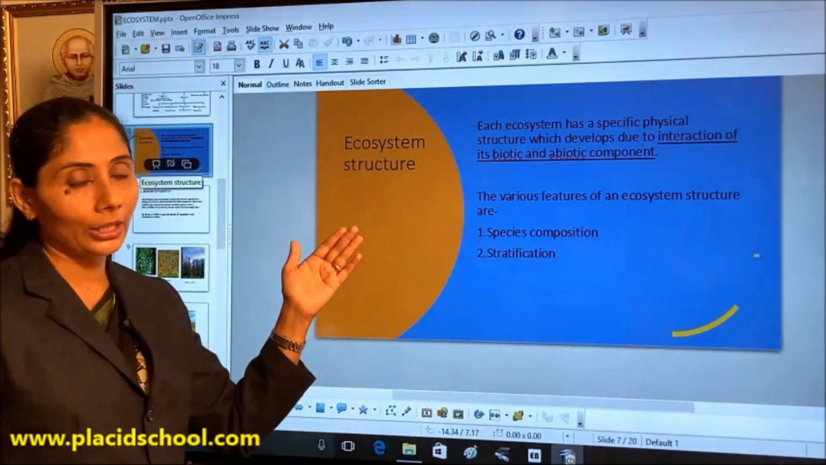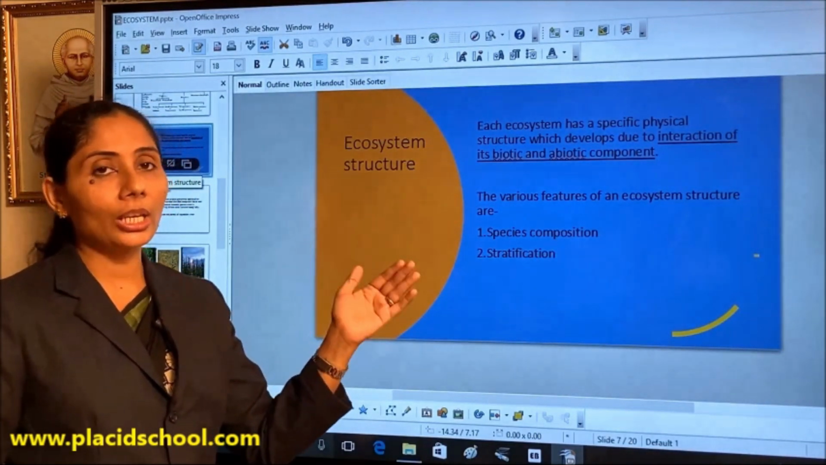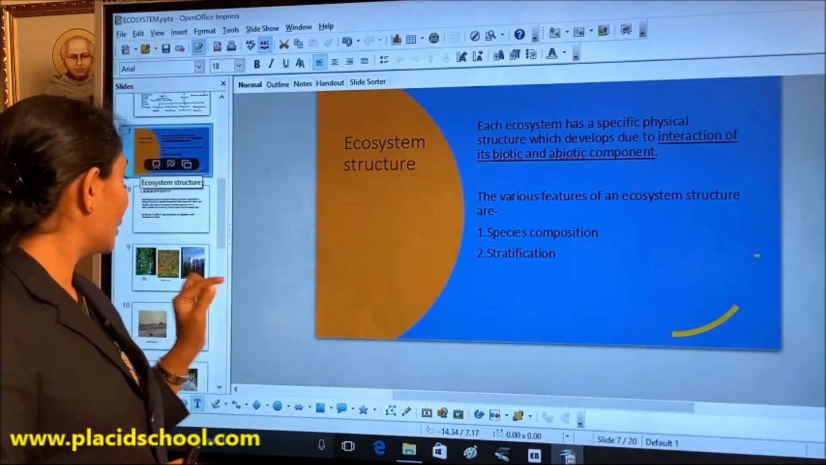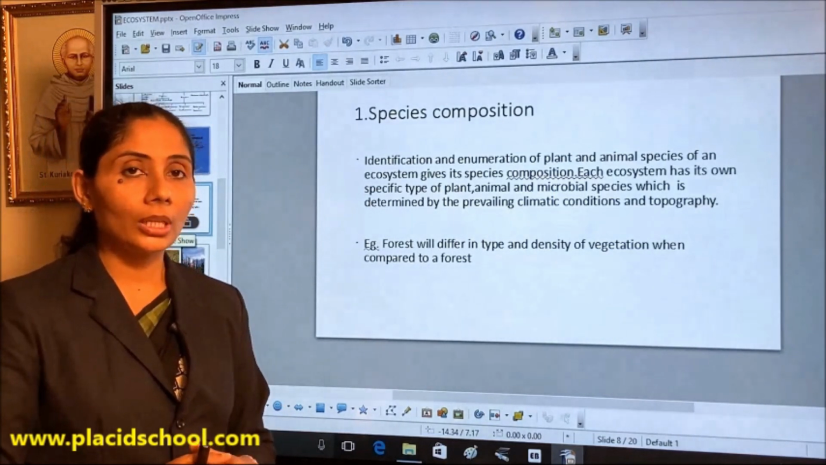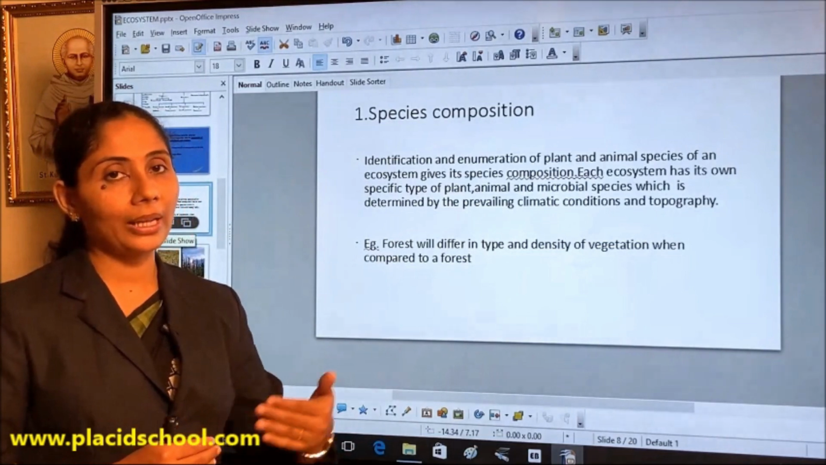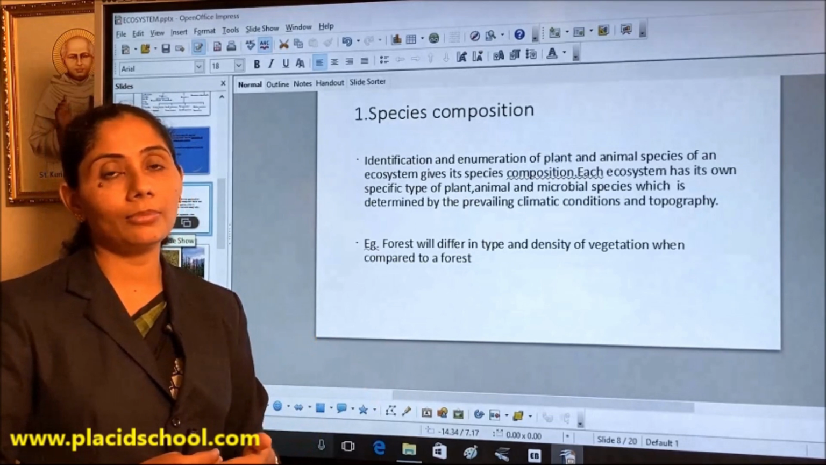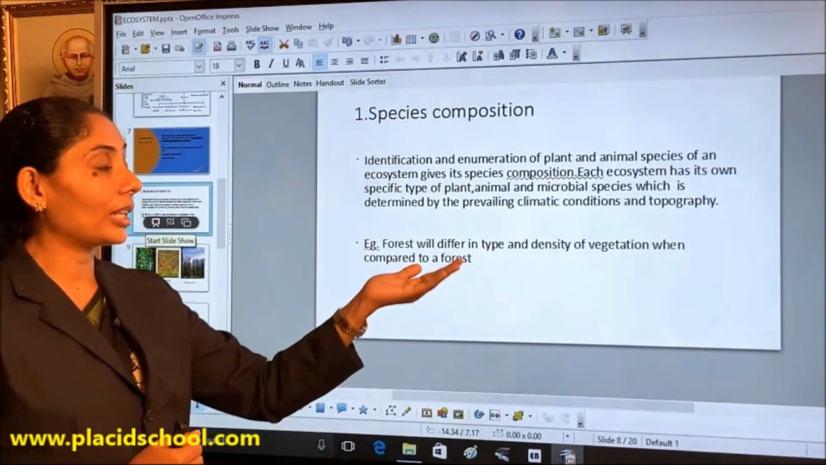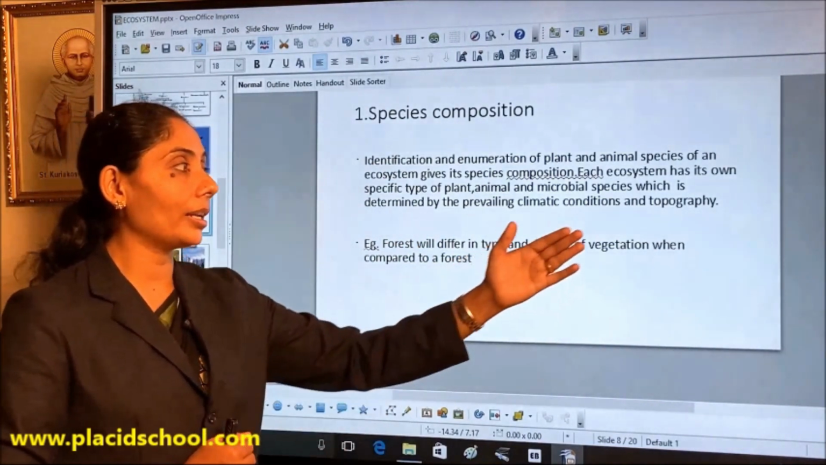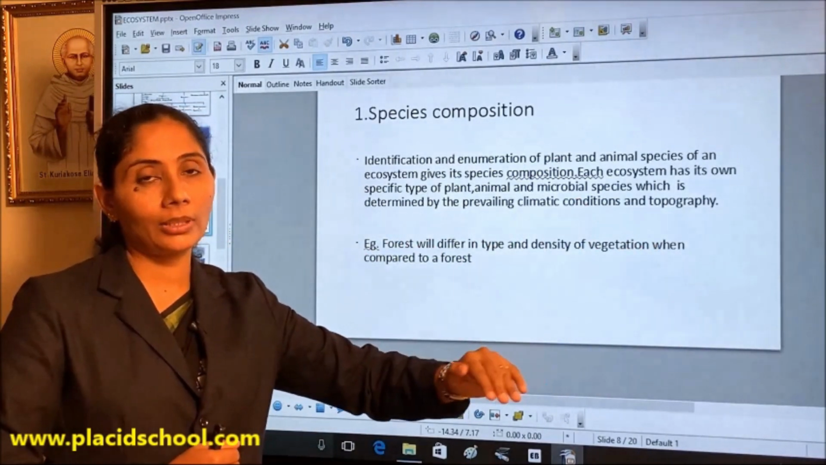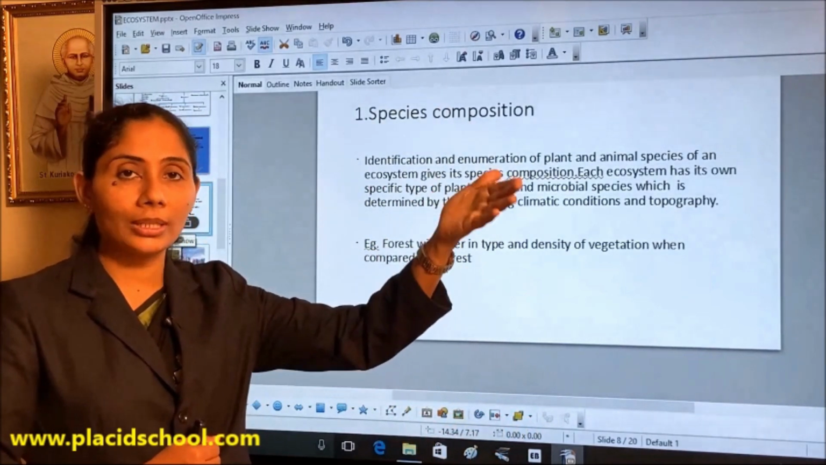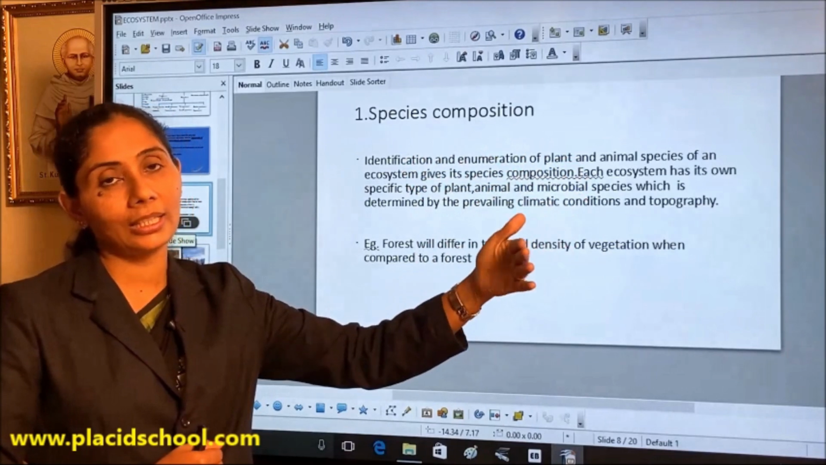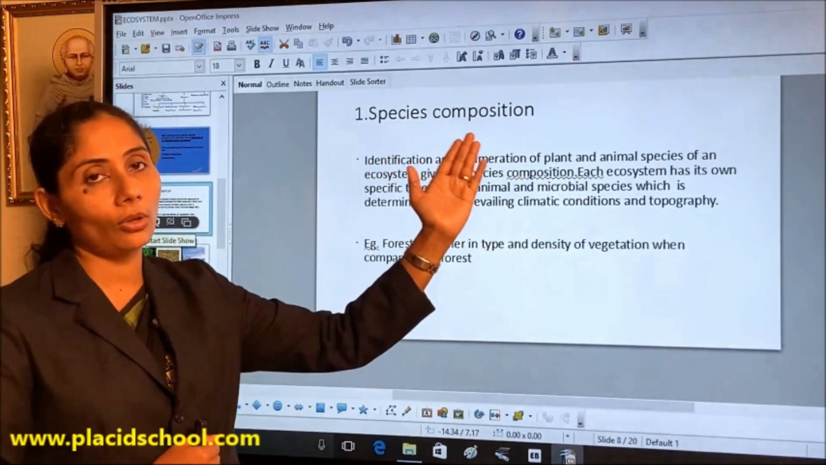Okay, so let us now talk about another aspect of the ecosystem, that is ecosystem structure. Each ecosystem has its own structure, which is shown through its species composition and stratification. Now, what is species composition? Species composition means the type of living organisms present within an ecosystem. The type of living organisms living in a specific ecosystem is determined by the prevailing climatic conditions and topography. What kind of climatic conditions is that ecosystem in? What kind is the topography? Topography means the surface features of land, whether the area is a plain, a hill, a mountainous area or a valley. All these are referred to as topography. So the climate and topography of an area will determine the type of species living in that ecosystem, and that is what is referred to as species composition.